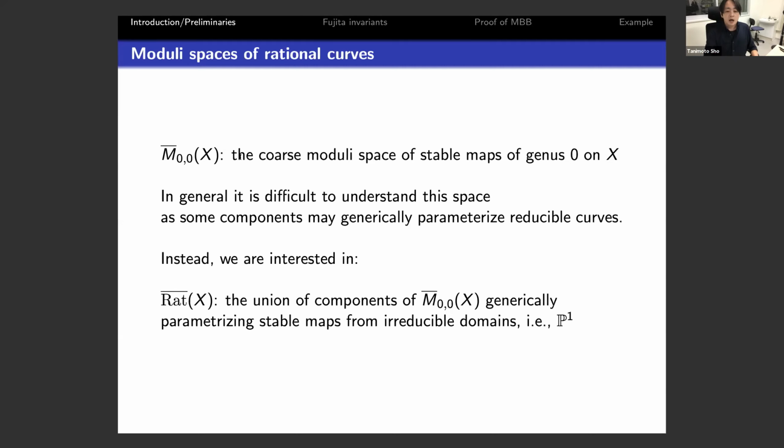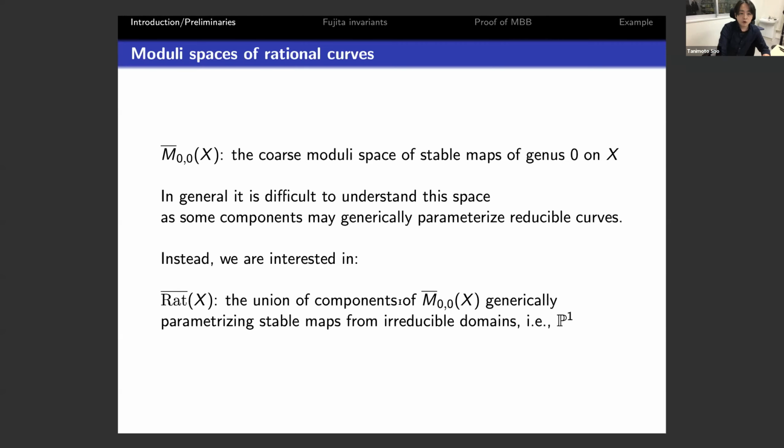So instead, we are interested in Mbar(X), the union of components of the moduli space of stable maps that are parameterized by stable maps from an irreducible domain, that means P1. Basically, each component is a compactification of the locus parameterizing maps from P1 to X, up to automorphism. Anyway, we are interested in rational curves and their compactification. That's the idea.